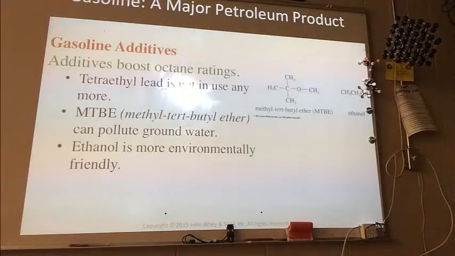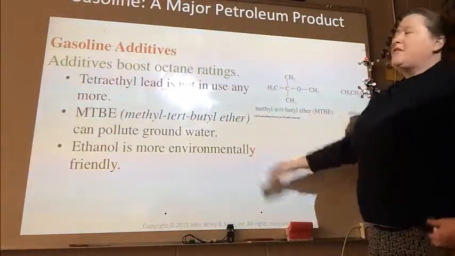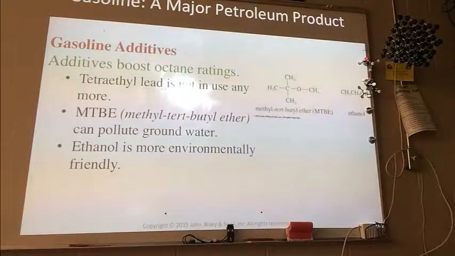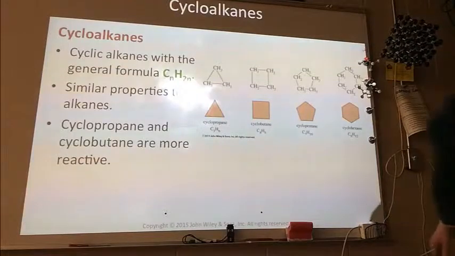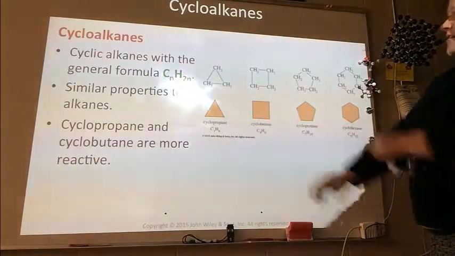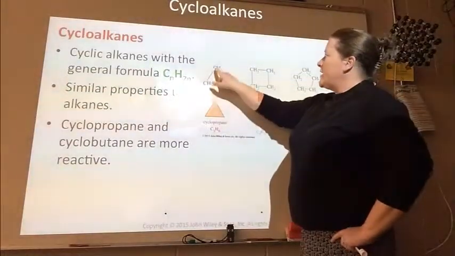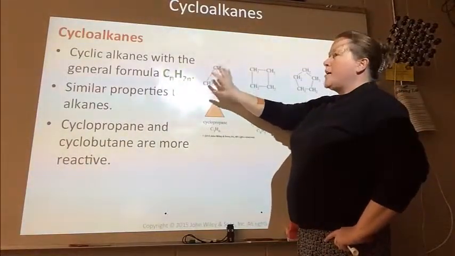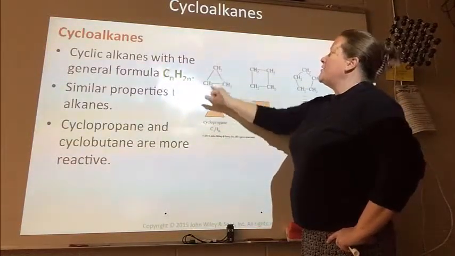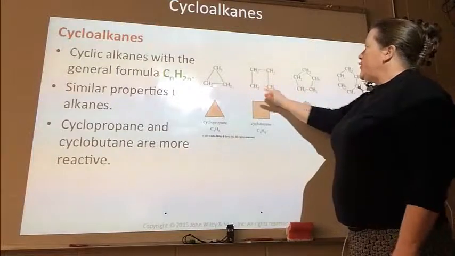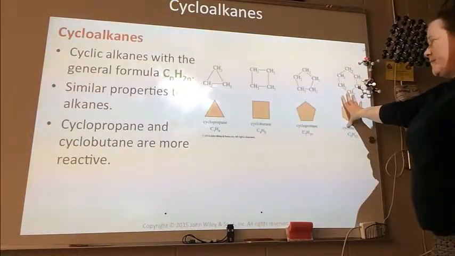Oh, we didn't talk about the cyclo ones. So they put the ethanol in there now because it's more environmentally friendly, and the ethanol does increase that octane rating. So here they are. The cycloalkanes are similar to alkanes. We do the same thing we did before. Prop is the prefix for 3. 1, 2, 3. Cyclopropane, cyclobutane, cyclopentane, and cyclohexane.